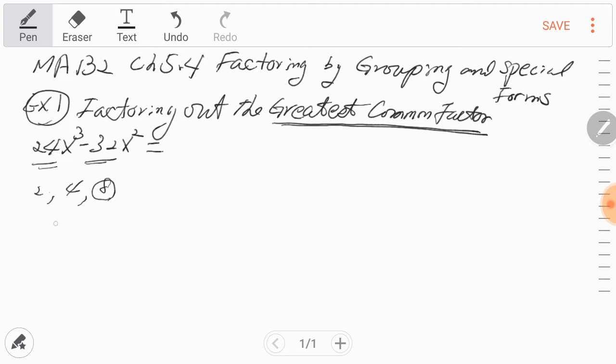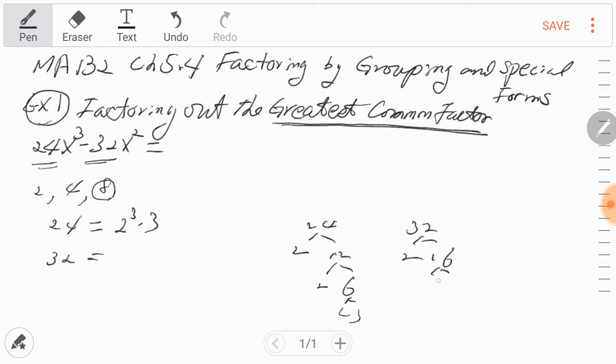Or you can find the greatest common factor by rewriting the numbers as a product of primes. So 24 is 2 times 12, and then 12 is 2 times 6, 6 is 2 times 3. So we can write 24 as 2 cubed times 3. And 32 is 2 times 16, 16 is 2 times 8, 2 times 4, 2 times 2. So that is 2 to the 5th power. Then from these two, we can find the GCF.